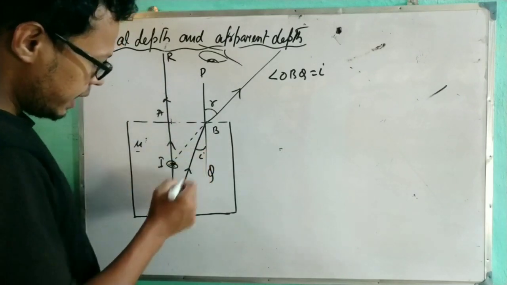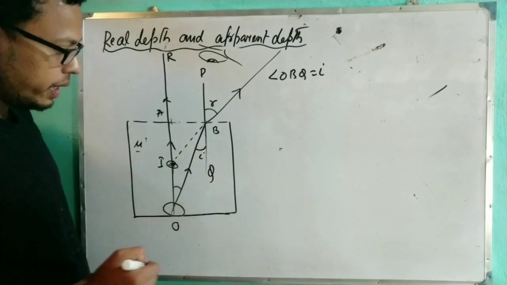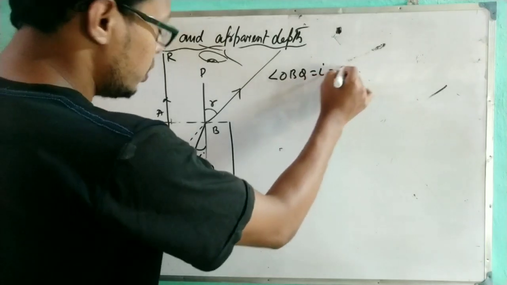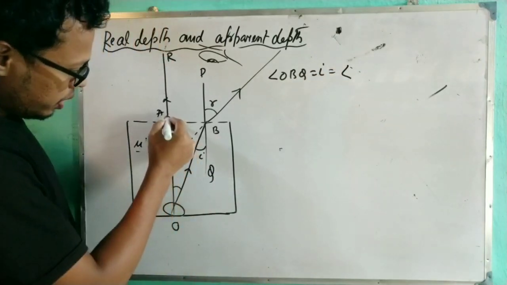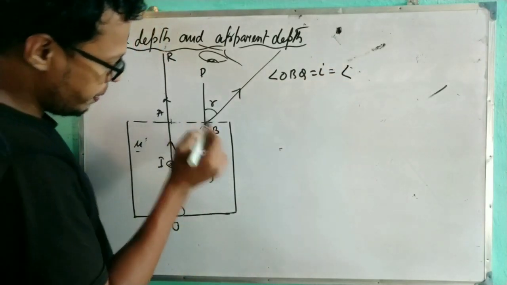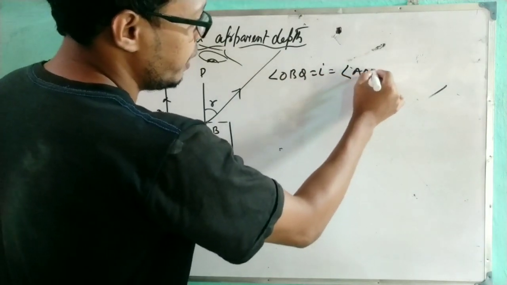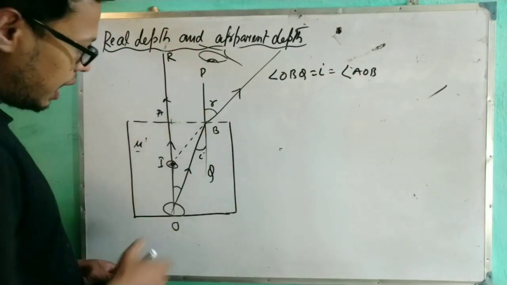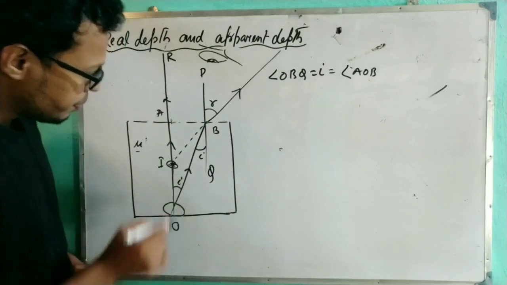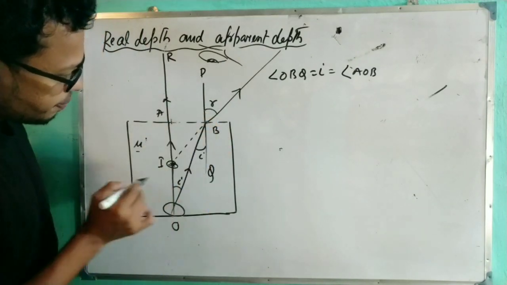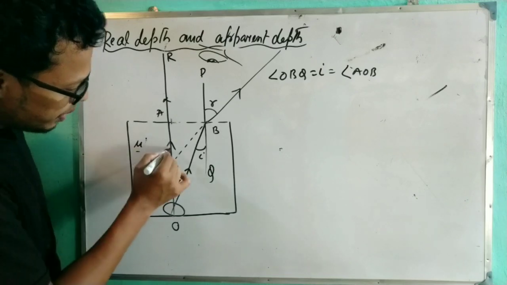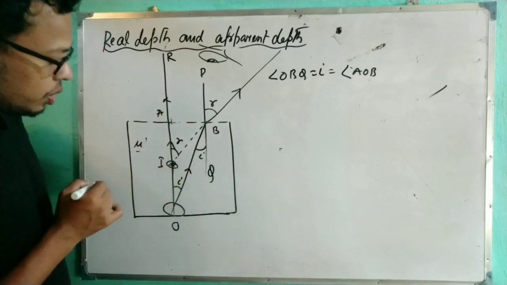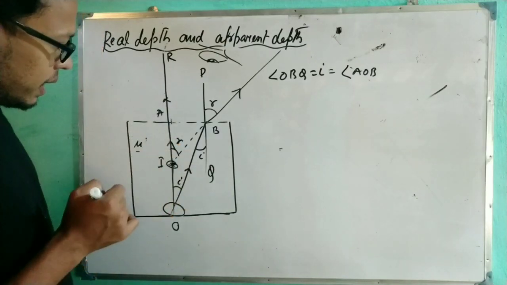So this angle I will be equal to this angle because of alternate angles. So it equals angle AOB. Now see, if this angle is R, then this angle will be I. If this angle is R, then which angle will also be R? This angle will also be R. Why? Two reasons I can give.